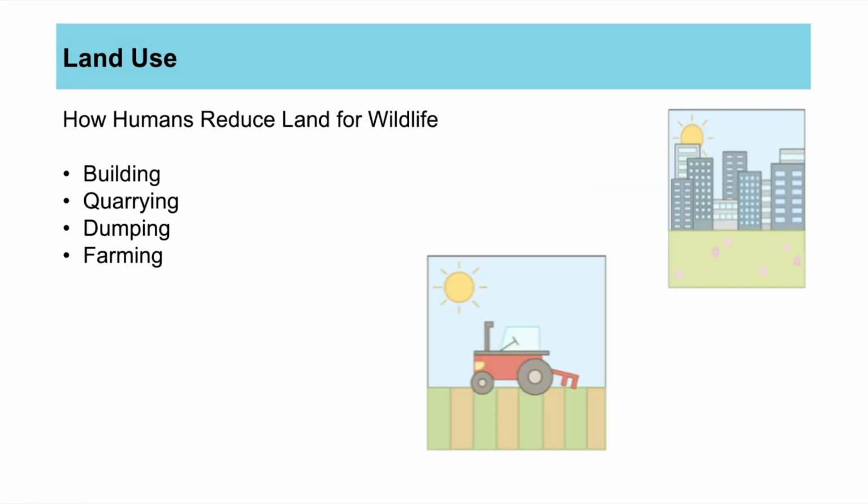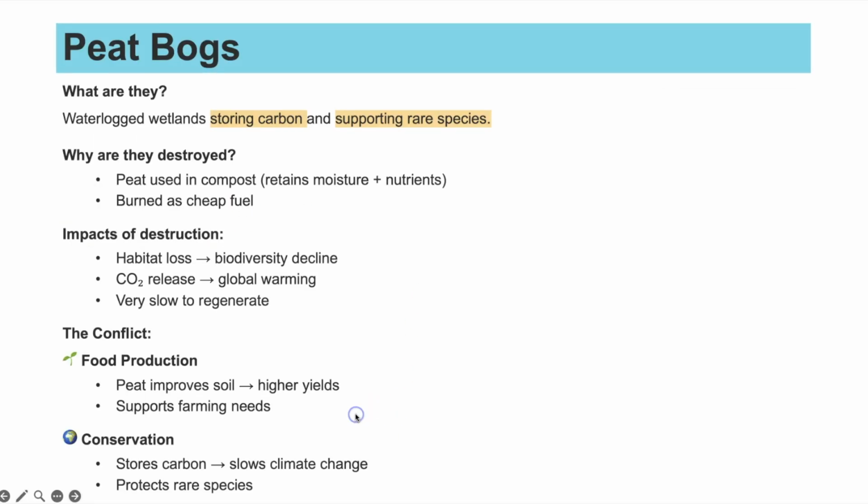Next on the list, we've got land use. So for land use, humans can reduce the amount of land that was naturally available for wildlife for these 4 key reasons. They might use land for buildings, they might use land for quarrying, they might use land to dump waste, so like landfill, or they might use it for farming.